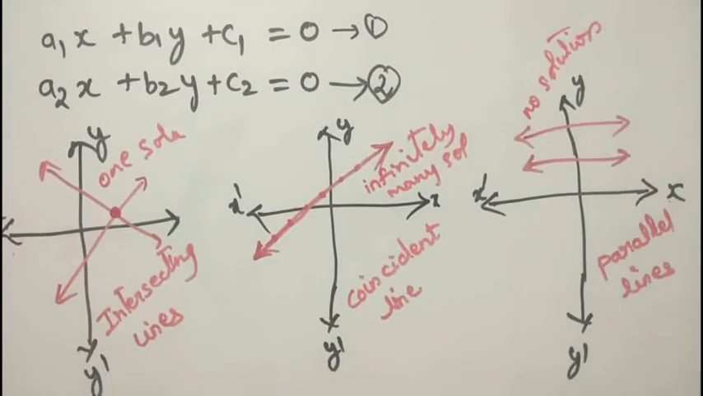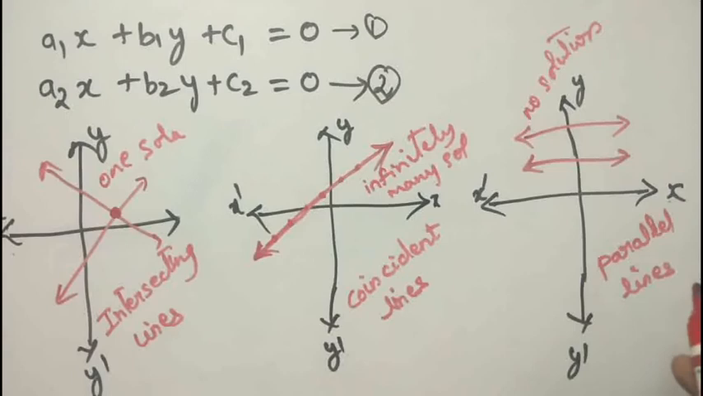Understood? For intersecting lines, when you plot the graph, both the lines meet at a point, and that becomes the solution for the pair of equations. When you plot the graph and see coincident lines, each and every point through which the two lines pass becomes a solution, so definitely they will have infinitely many solutions. For parallel lines, as there is no common point through which both lines pass, there will be no solution.